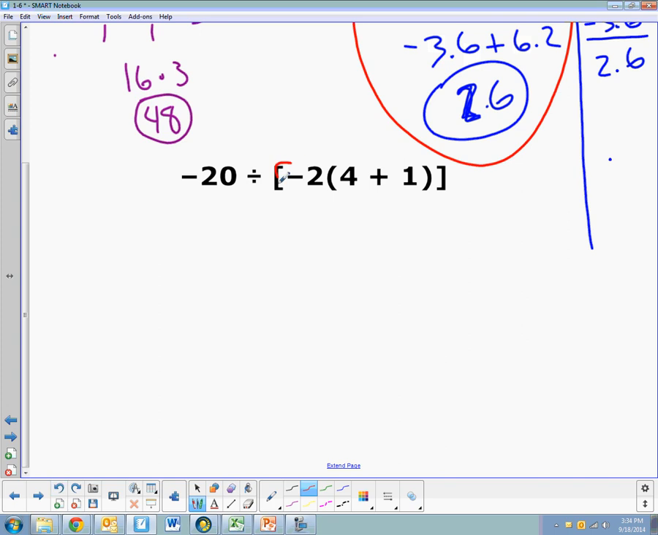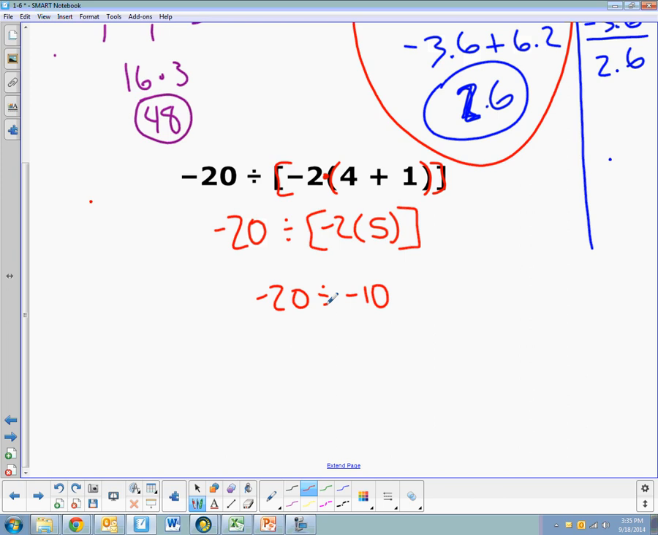But if I look inside the brackets, I see a negative 2 times, and then I have another set of parentheses. So I'm going to have to do those parentheses first. So inside the parentheses then, I've got 4 plus 1. 5. So negative 2 times 5, brackets, I've still got this negative 20 divided over here. All right, now I've still got these brackets, so inside those brackets, negative 2 times 5, negative 10. And then negative 20 divided by negative 10, a positive 2.